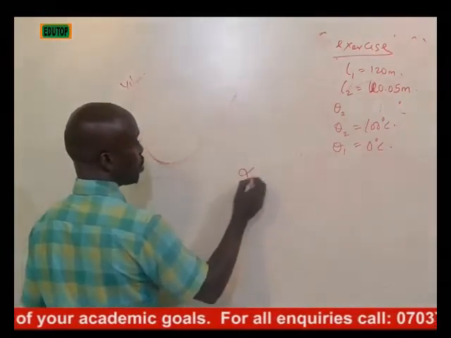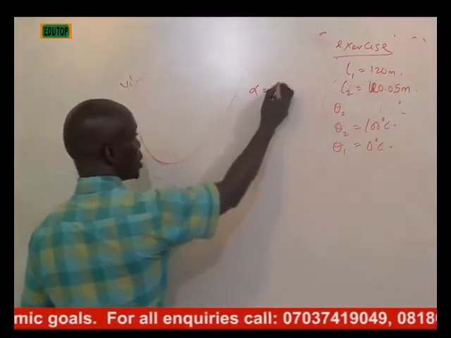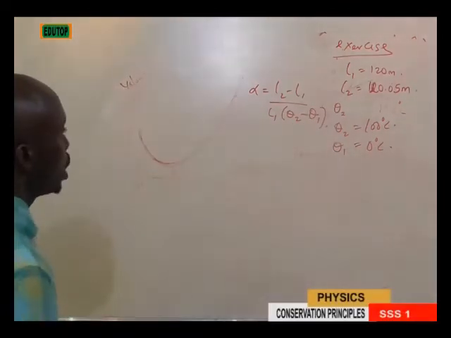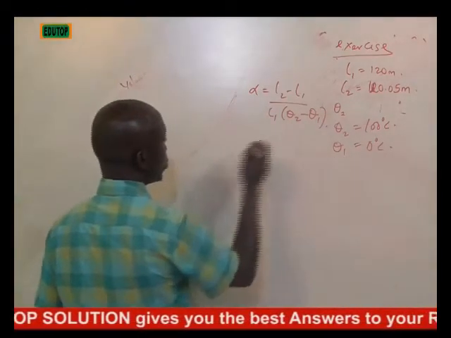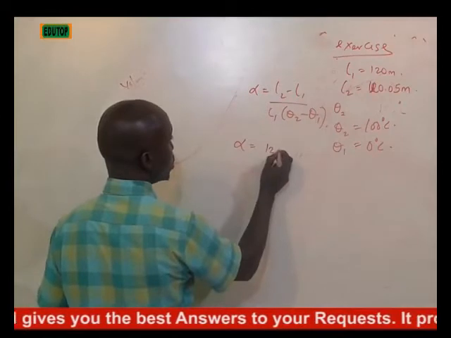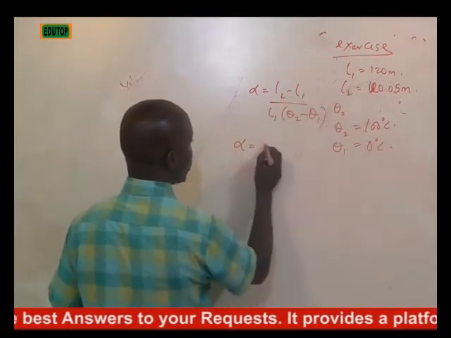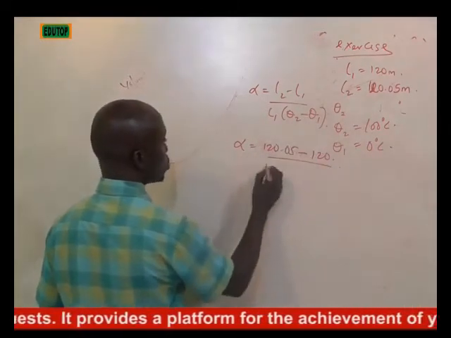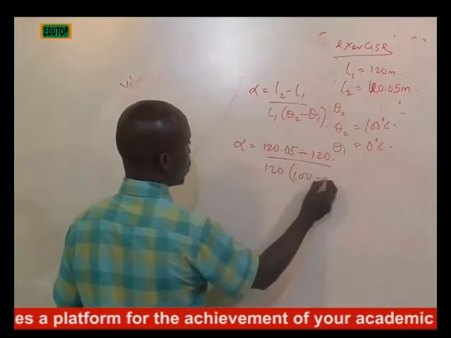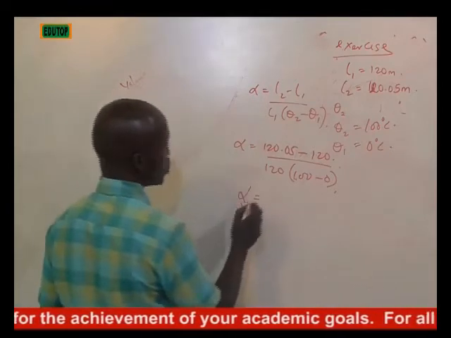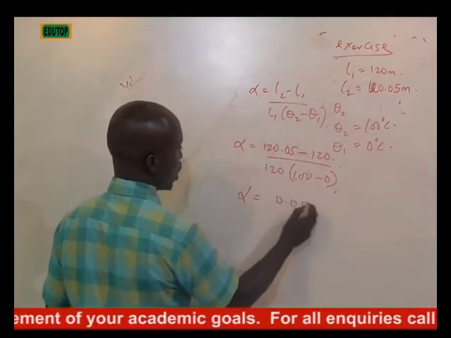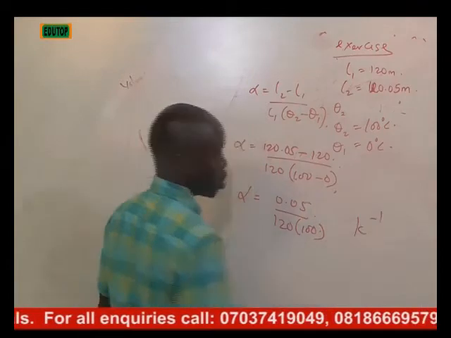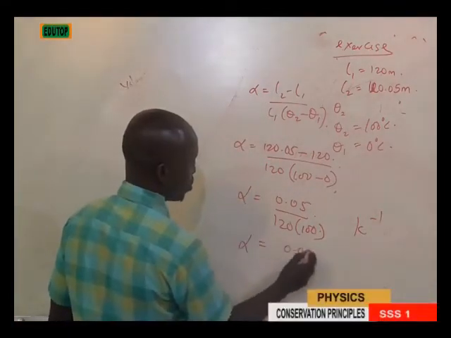Now they said, what are you looking for? Linear expansivity. The formula for linear expansivity is given as L2 minus L1 over L1 into bracket theta 2 minus theta 1. Are you seeing that? So from here, L1 is 120, L2 is 120.05, minus L1 120, all over L1 which is 120 into bracket 100 minus 0. So from here, you get alpha to be 0.05 all over 120 times 100. Do you understand? So remember, the SI unit is per Kelvin.